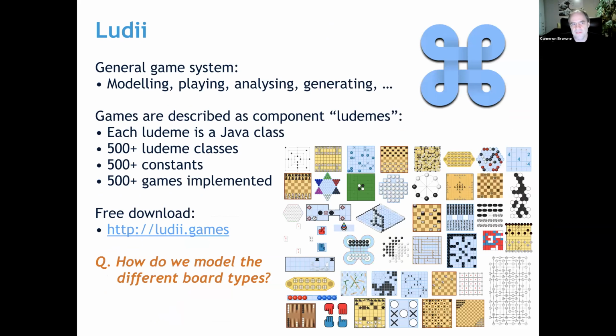And the model we're developing for this is called Ludeme. Ludeme is a general game system for modeling, playing, analyzing, and so on, general board games. It works by describing games as component ludemes or game memes, where each ludeme corresponds to a Java class that has a certain functionality. So far, we have more than 500 ludeme classes, 500 constants, and more than 500 games implemented for the system. And you can download and play with Ludeme now at the website. The question I'm focusing on this talk is how we model all these different board types in the single consistent format.